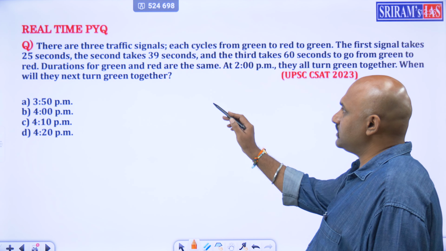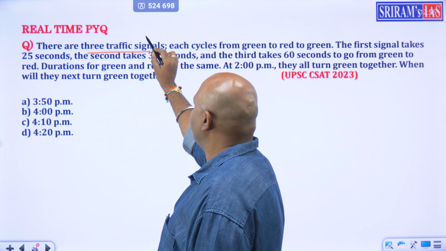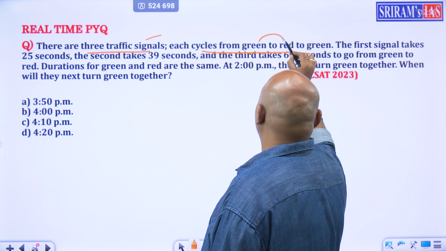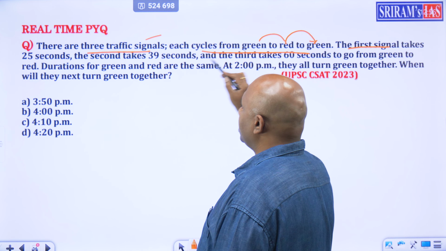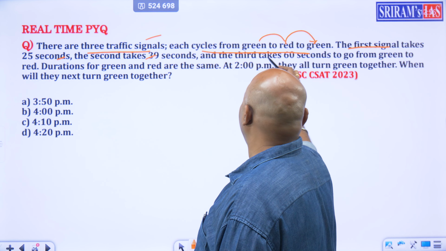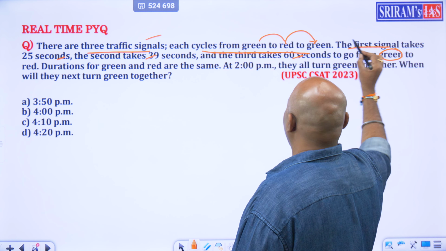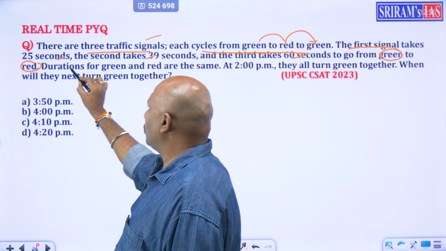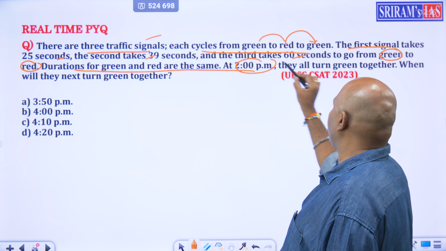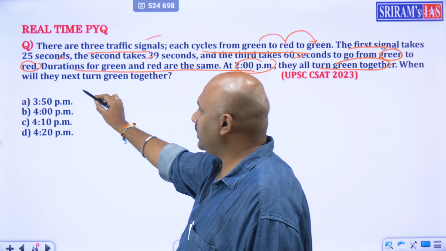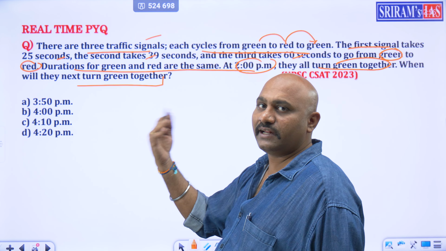The first question says there are 3 traffic signals, each cycling from green to red and red to green. The first signal takes 25 seconds, the second 39 and the third 60 seconds from green to red. The durations for green and red are the same. At 2 p.m. they all turn green together. So when will they next turn green together? The target is the next green.